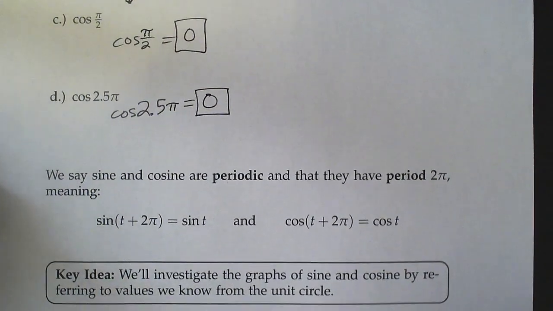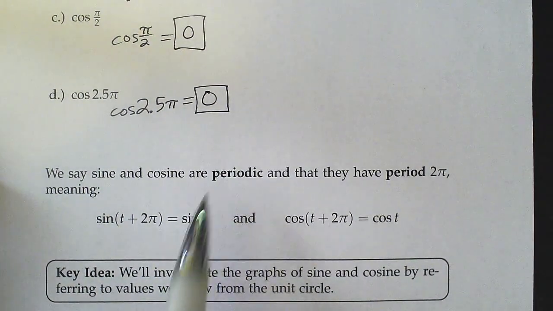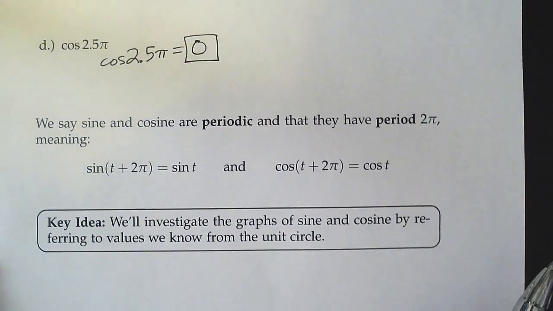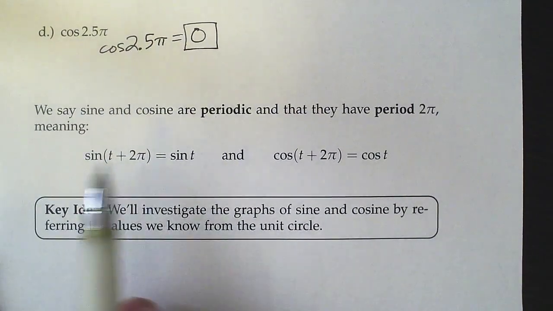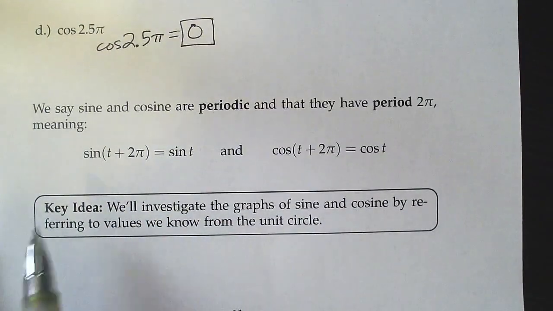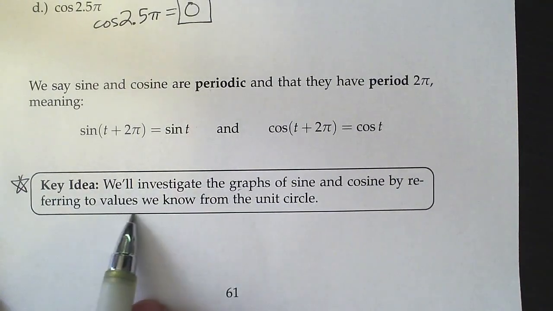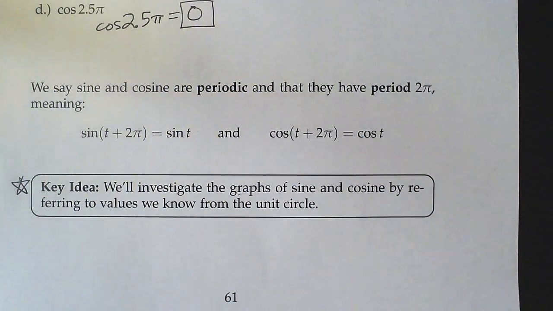So it seems like this idea of a function being periodic, that it somehow repeats itself, should show up somehow in the graph. And that's not something that we've seen with other graphs. When you do graphs of exponential functions or log functions or parabolas, none of those are periodic. So this is something interesting about trig functions. The key idea is that we'll investigate their graphs by referring to values we know from the unit circle. I think I have to move the whole page away in order to get my new page to fit. So we'll do a little reference unit circle.